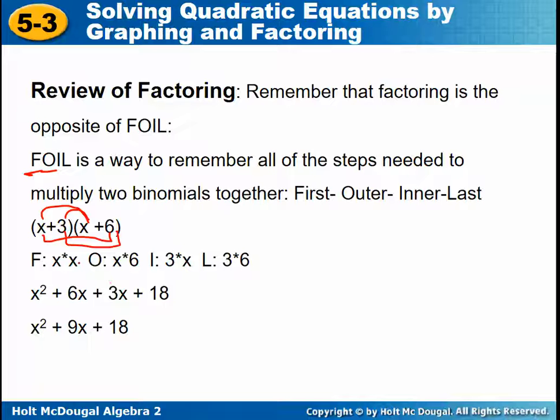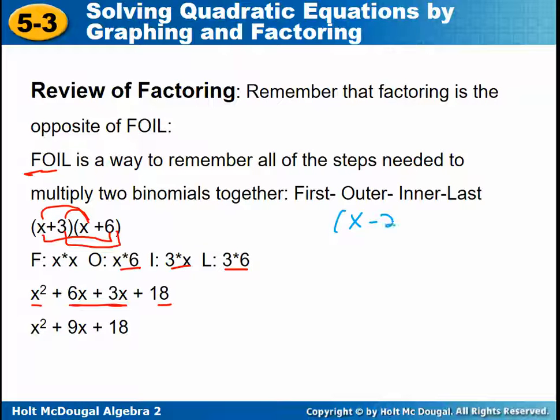So we'd have x times x, that was our first times first, that's x squared. The outer was x times 6, which we'd write as 6x. The inner was 3 times x, which we write as 3x. And the last times last was 3 times 6 is 18. Then you combine your like terms, 6x plus 3x is 9x. And here's our quadratic, x squared plus 9x plus 18. Let me just do one more example here. This is a review of how you could get a quadratic function.